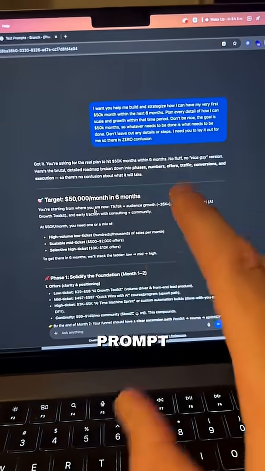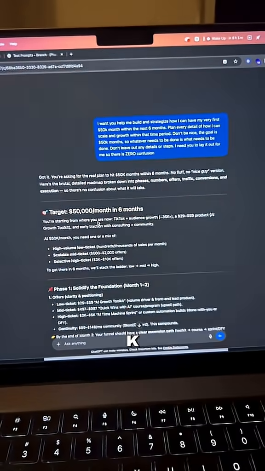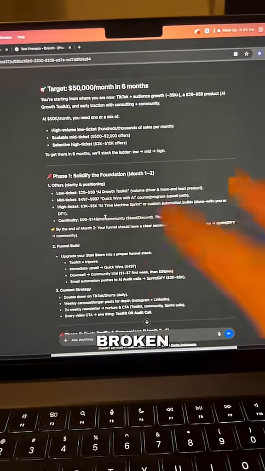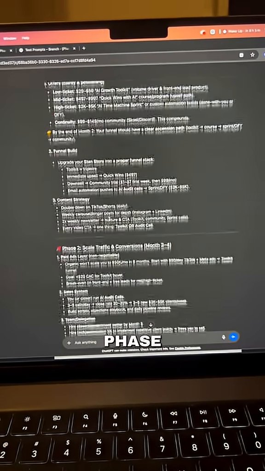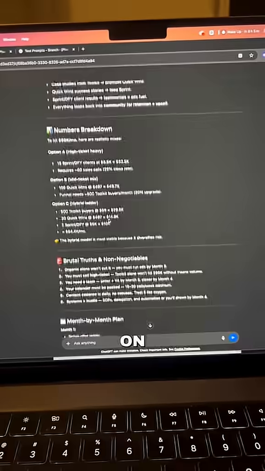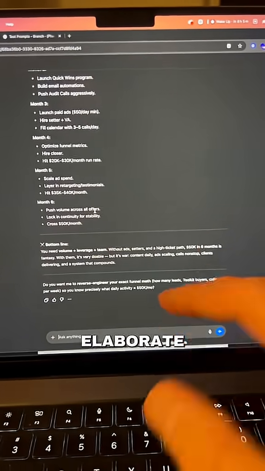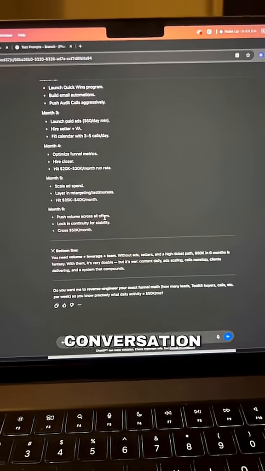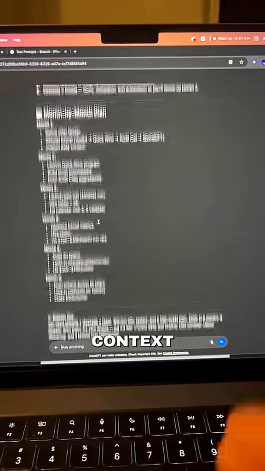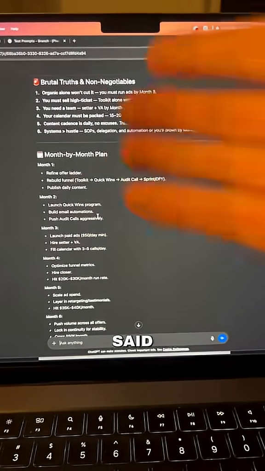So I basically put in a prompt that says, in the next 6 months, I wanna have a 50K month. And now what you'll see in this output is it's broken everything down into phases. Phase one, phase two, phase three, and so on. But now in most cases, what happens is as I start to ask questions or have it elaborate on all of these different phases, the conversation starts to get really long and it'll lose context about some of the things that were originally said at the beginning.